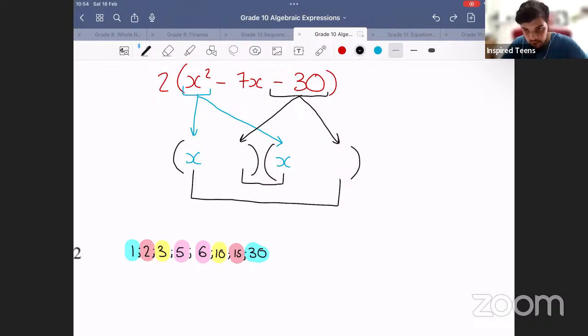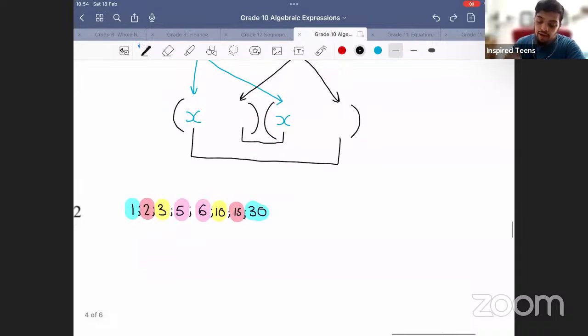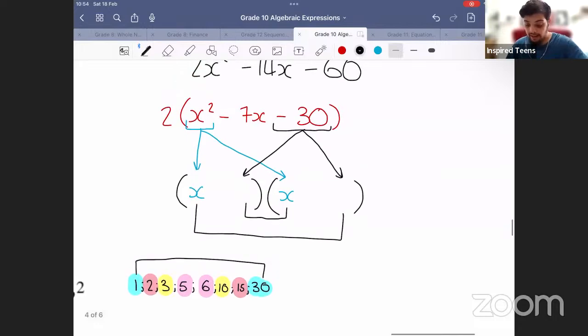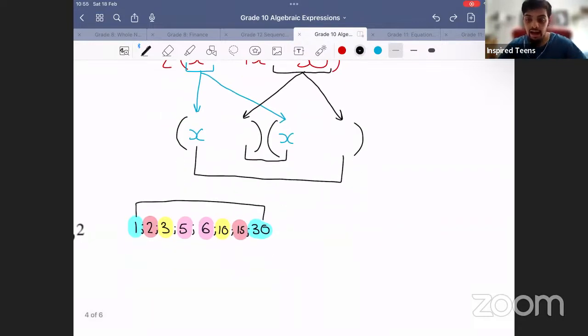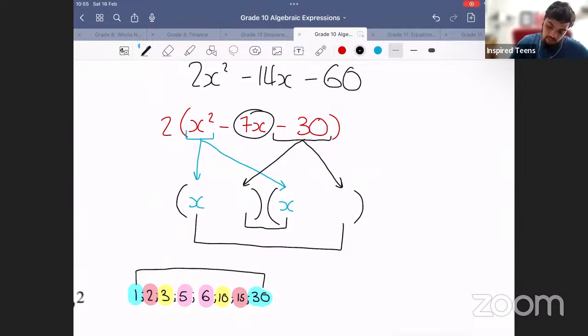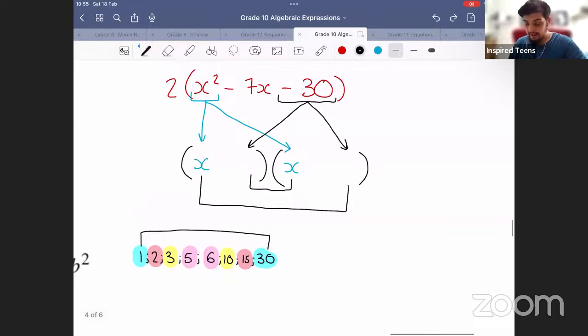The best and easiest way to tell which ones to choose, in the factors of 30, is that your factor pair, for example 1 and 30, when you add it or subtract it, needs to give you the middle term. So we can rule out 1 and 30, because when I add 1 and 30, I get 31, and when I subtract, I get 29. I need to get 7.